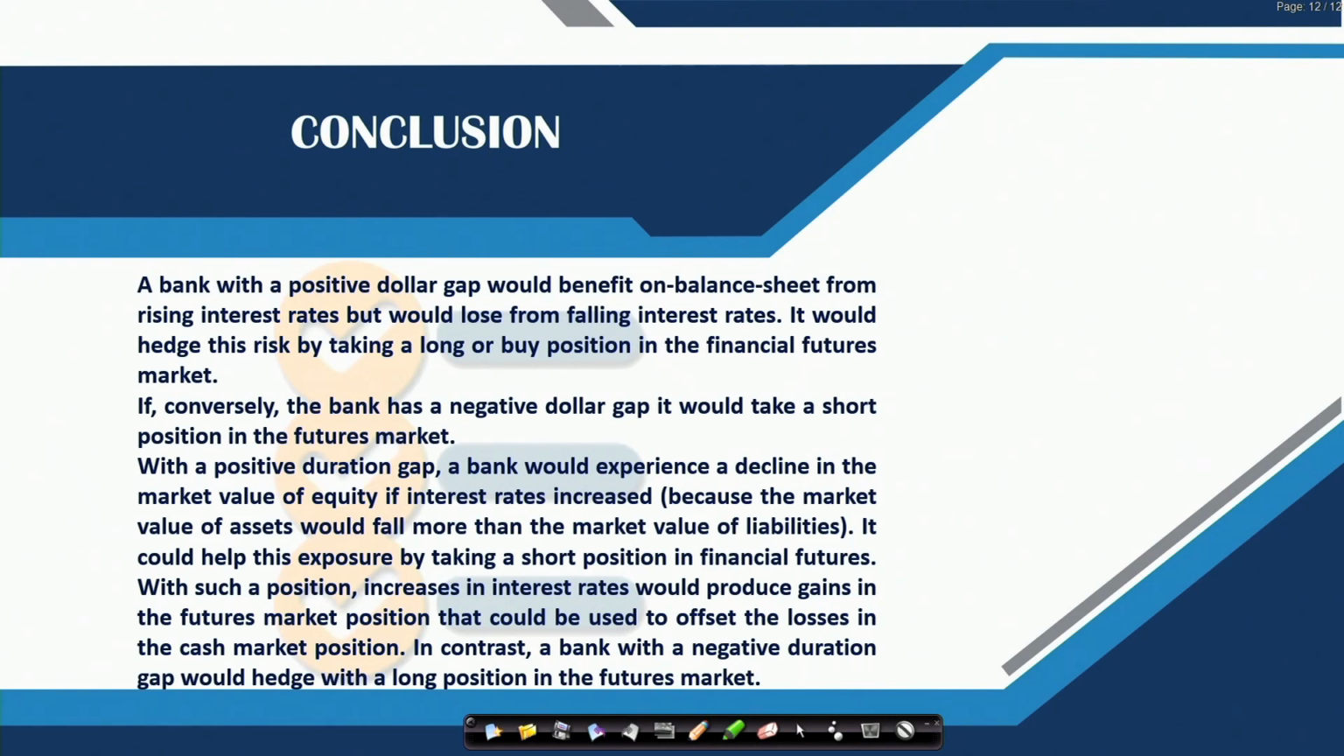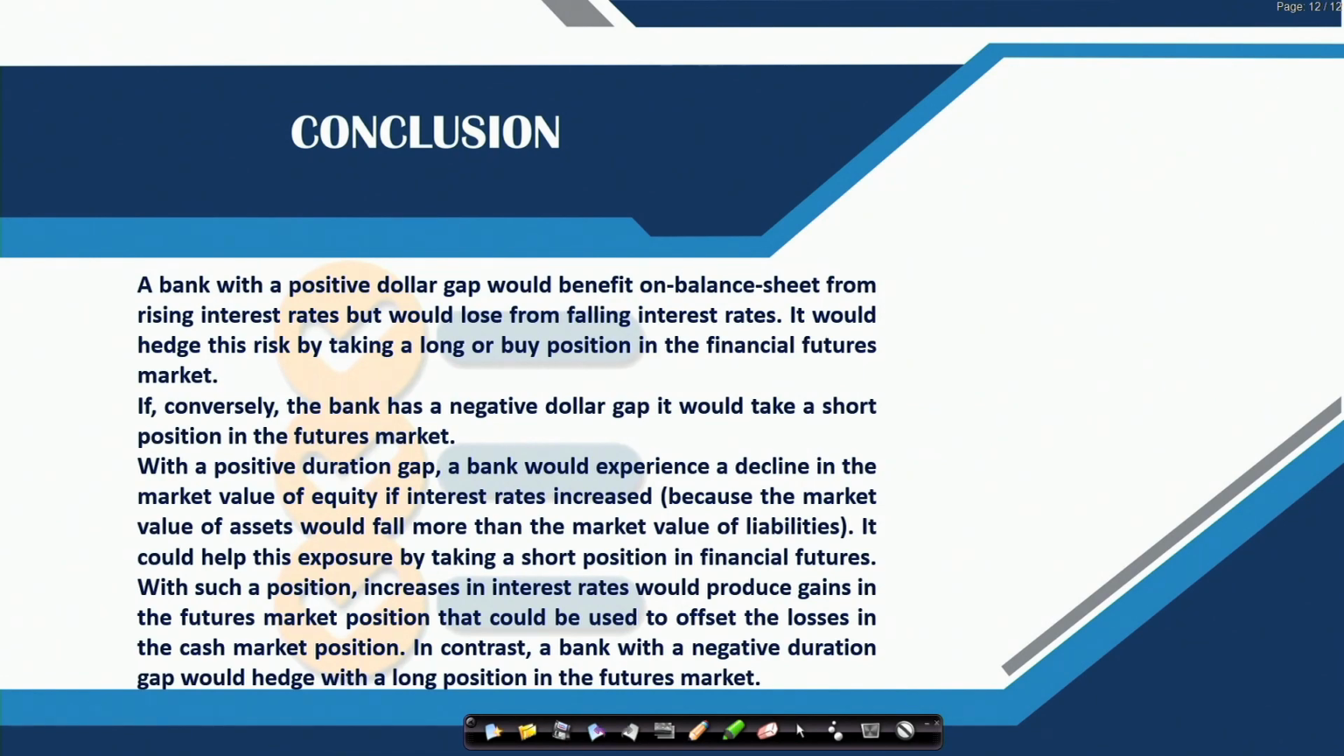The same logic applies to the duration gap. If the duration gap is positive and the interest rate is increasing, then obviously the bank is going to lose in the spot market. Because of that, they want to take the help of short hedging positions. If the interest rate is going to decline, then they can take the help of a long hedge position at that particular point in time.